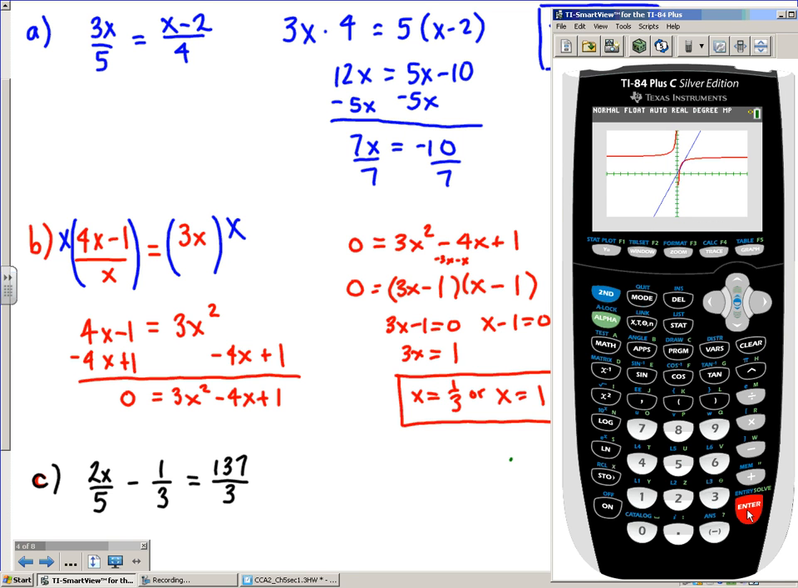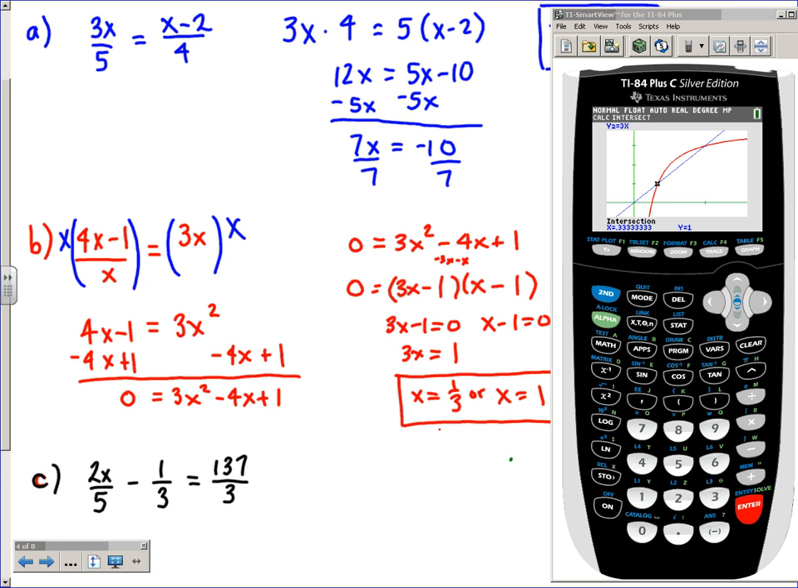That looks pretty good. I'm going to hit enter there. So now I can get up real close here and I can see just where it's intersecting. There's one intersection, there's the other intersection. So let's just go ahead and do our intersect function, second trace, number 5. Let's move it a little closer to the one on the left. Enter, enter, enter. Intersection is 0.3 repeating. That's 1/3, so we know that one works.